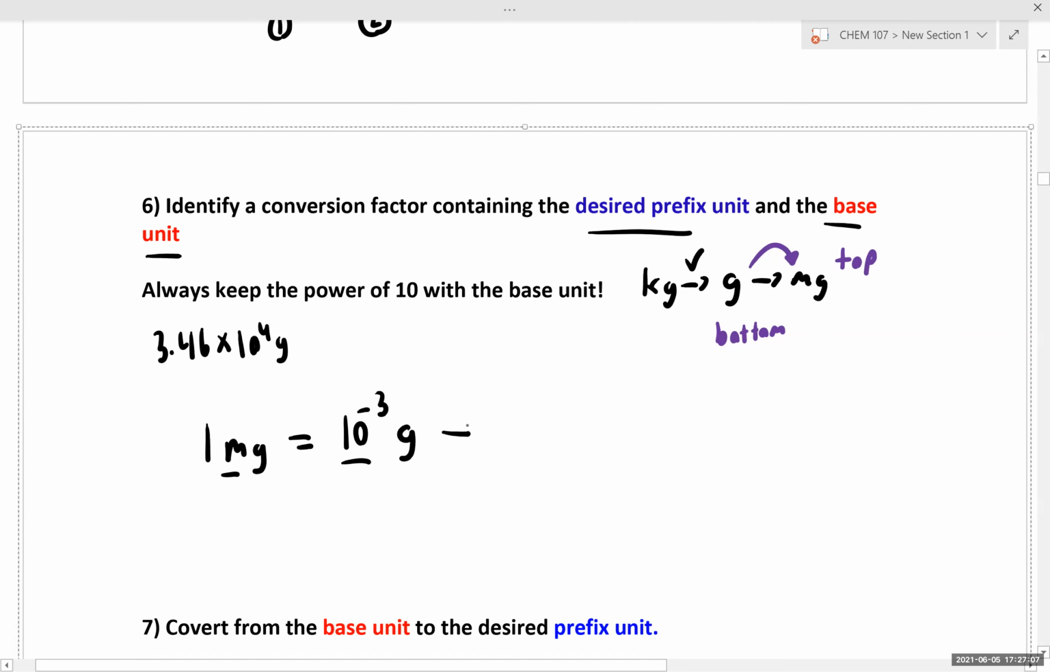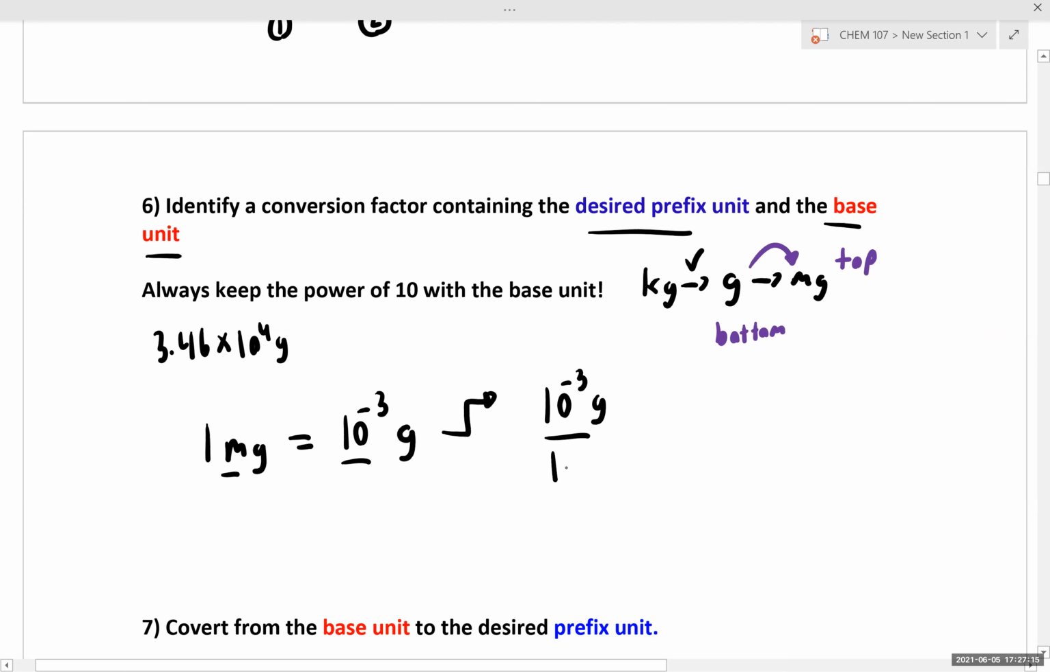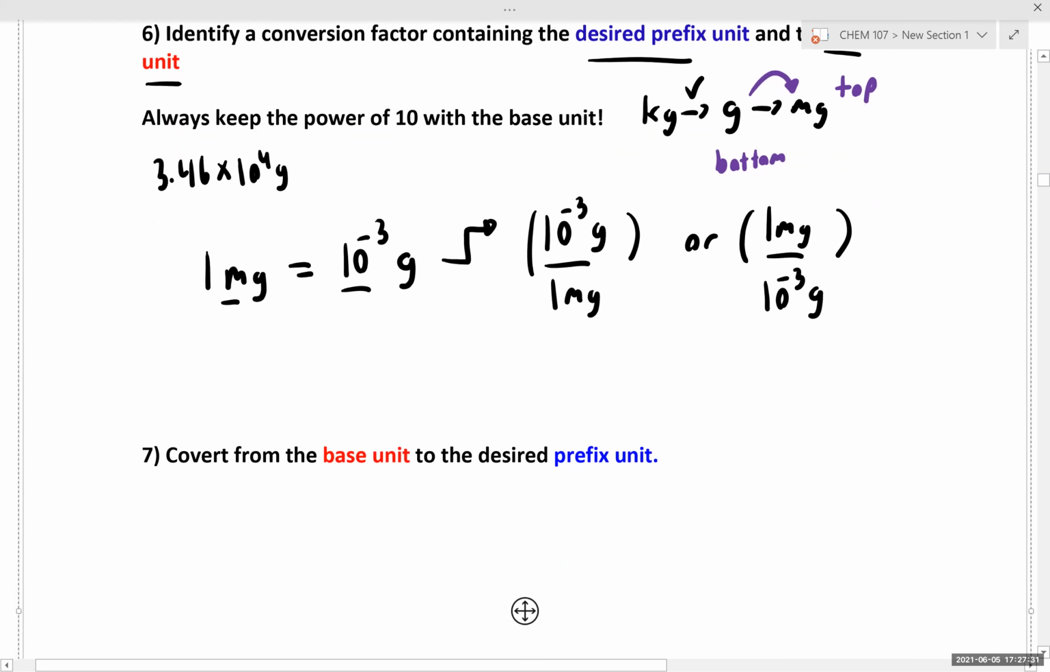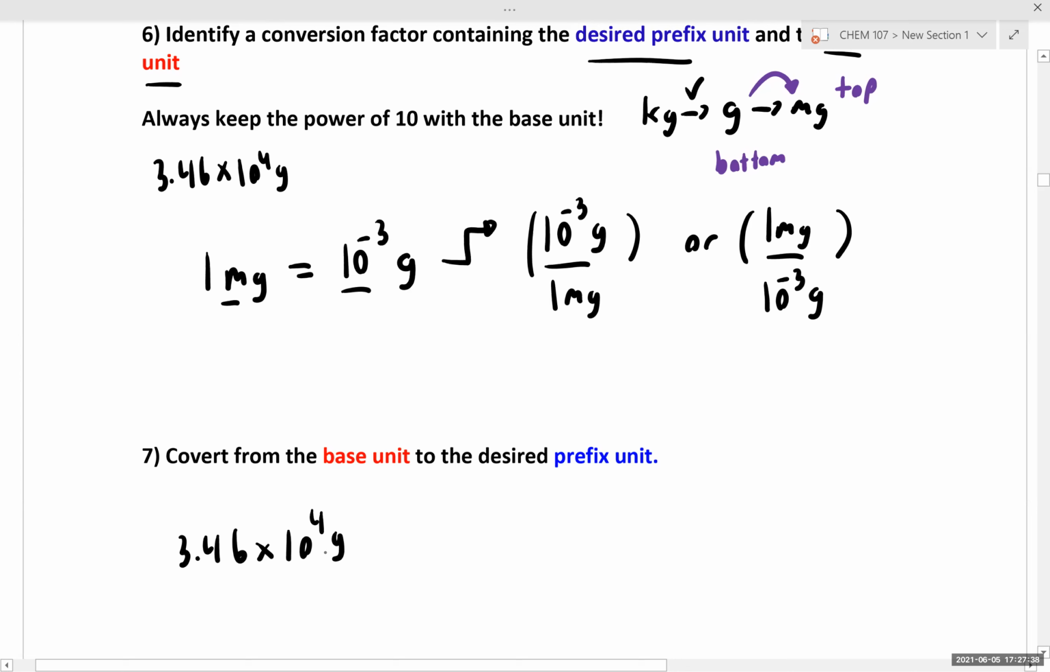Okay, we now have our equality, and we can get two different unit conversion factors. We know that there are 10 to the negative third gram per milligram, or we know that there's 1 milligram per 10 to the negative third gram. Now, of these options, when we think about completing this unit conversion, we want to go from grams to milligrams.